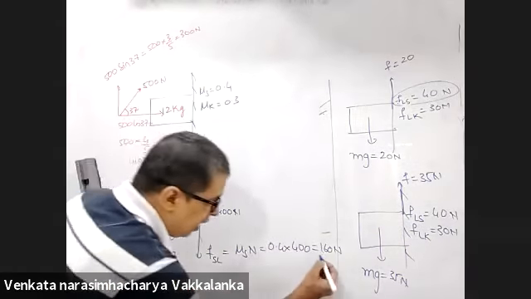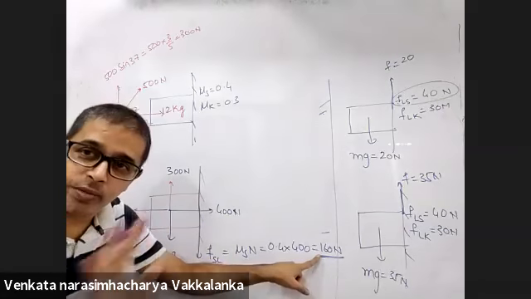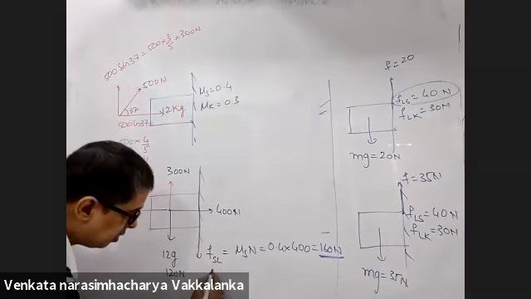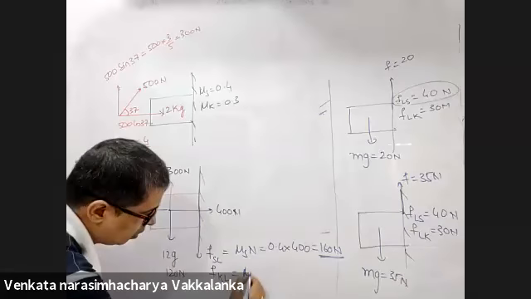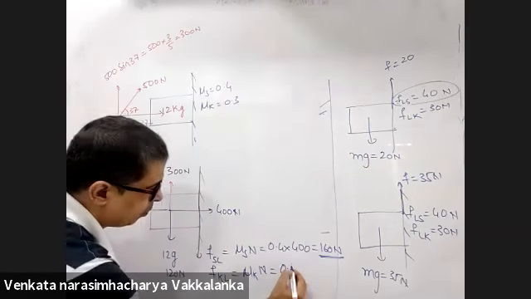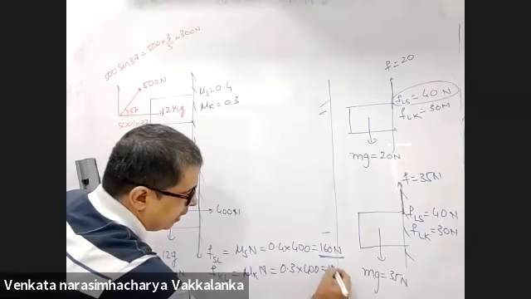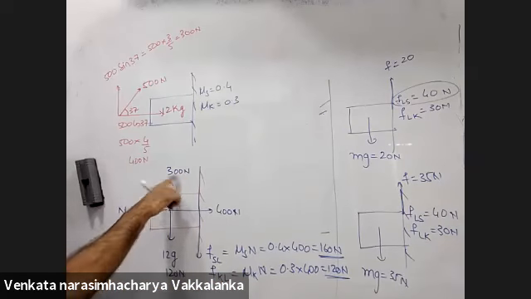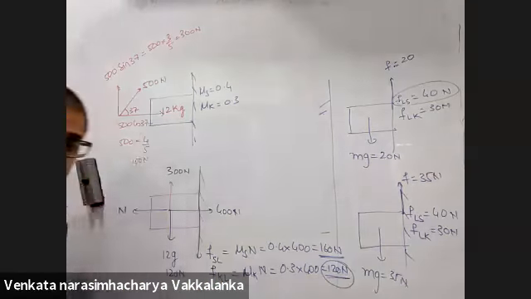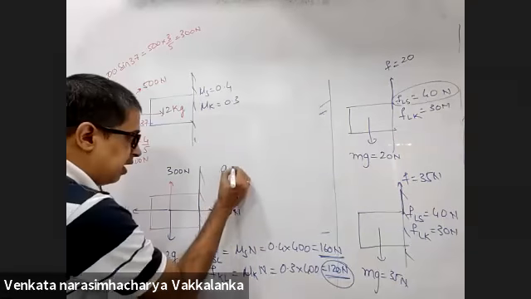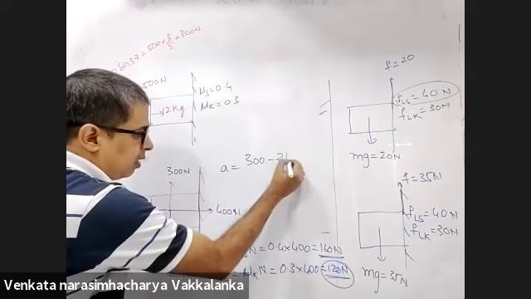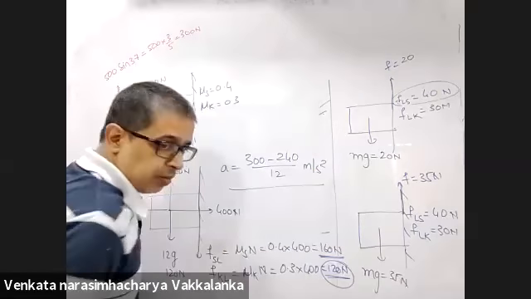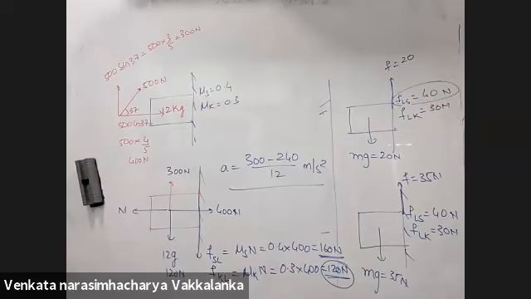Once it is sliding, I will dump this friction. I am not interested in this value anymore. Once I know it is sliding, I am supposed to take kinetic friction. 0.3 into 400 is 120 Newton. Force in the downward direction is 120. So frictional force acting, I will report 120 Newton. Acceleration is 300 minus 240 divided by 12 meter per second square. So far, so good.